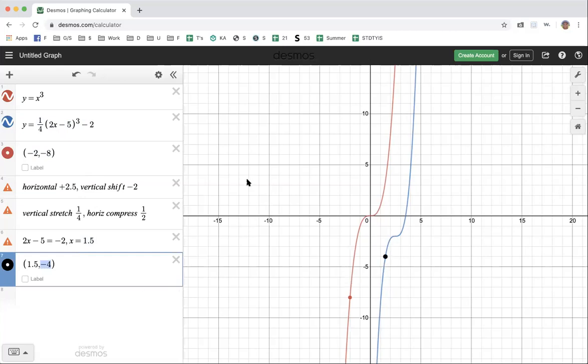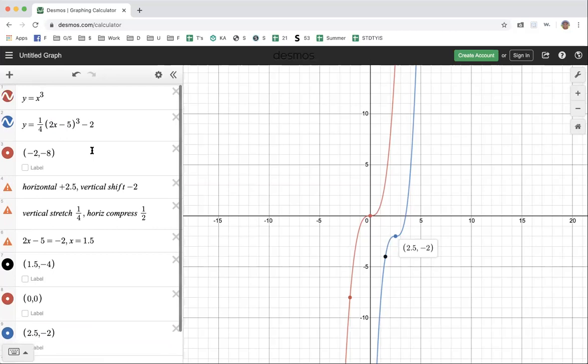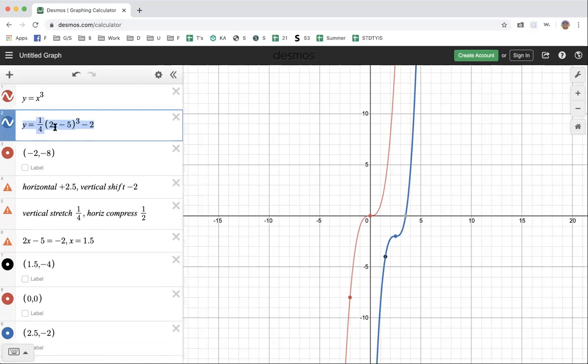Now, I'm going to go back and put in 0, 0, and the middle point here. I'm going to put in those for reference. So let's see what's gone on here compared to the middle point of the graph. This graph, the starting point should be 2.5 to the right and 2 down. It is. Okay, we've got that.